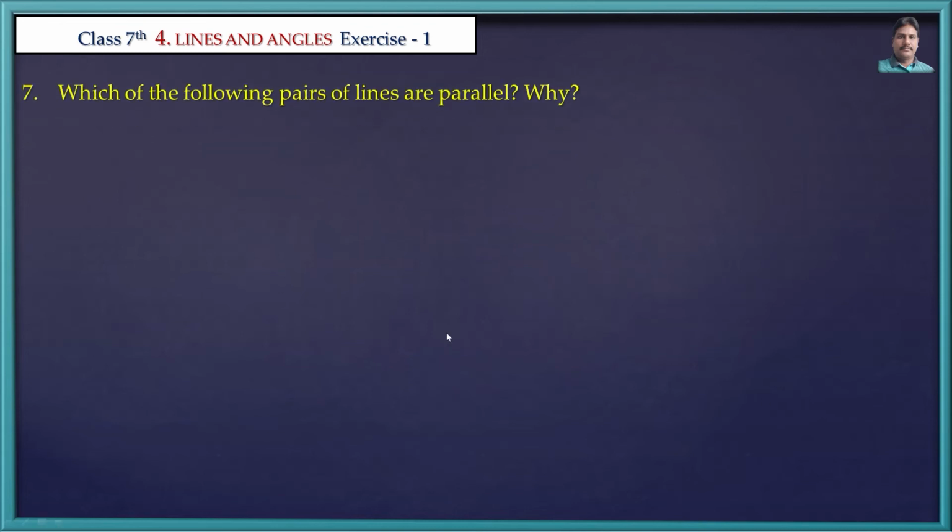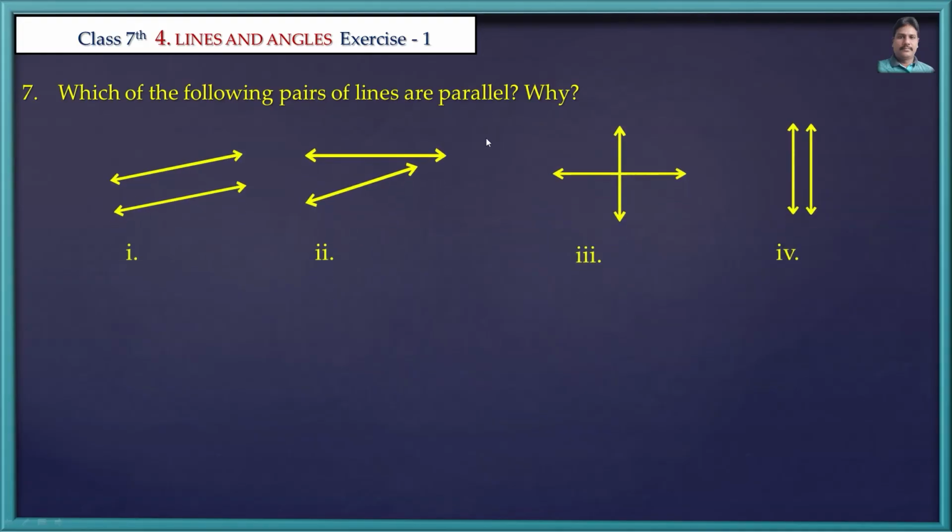Next problem. Which of the following pairs of lines are parallel? Why? These are the problems given. See the first one. These lines are parallel lines because there is no intersecting point, and also we observe that there is no angle between these lines. See the fourth figure, these are also parallel lines.